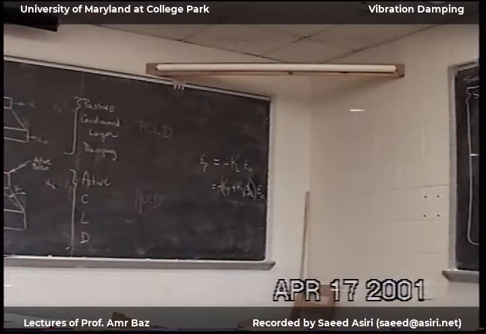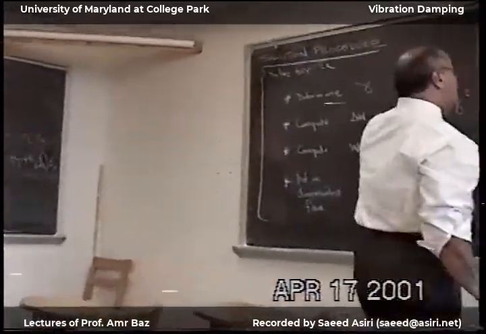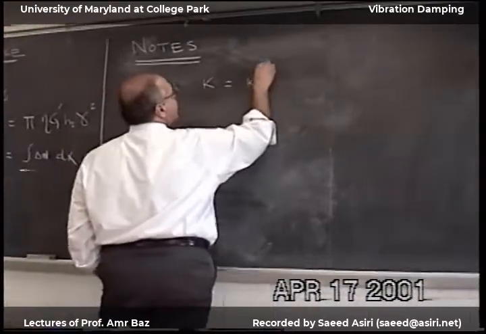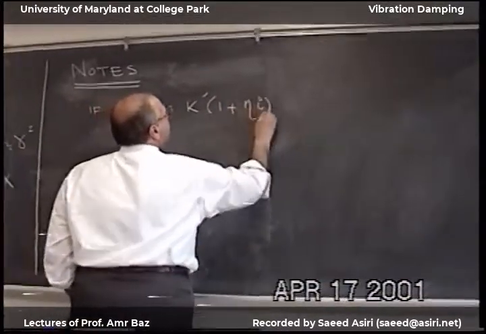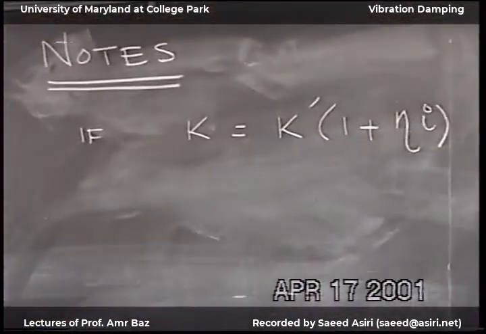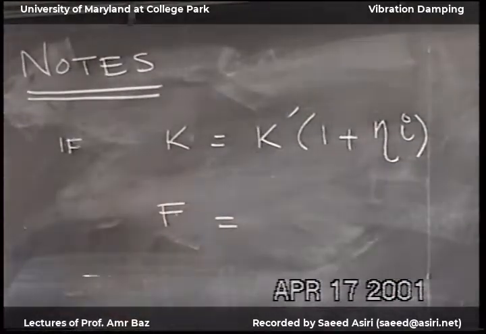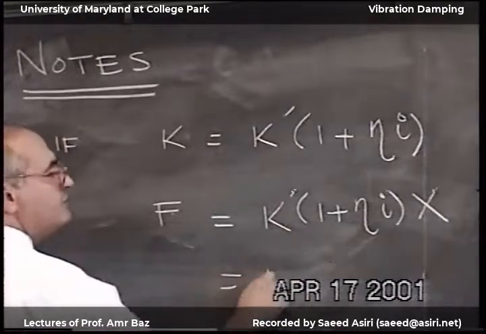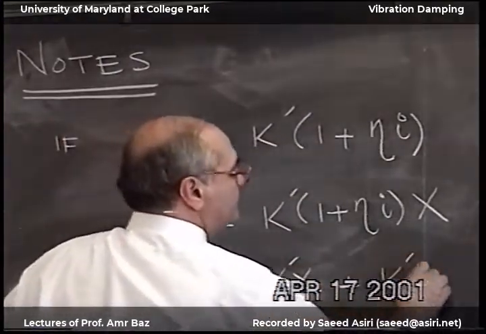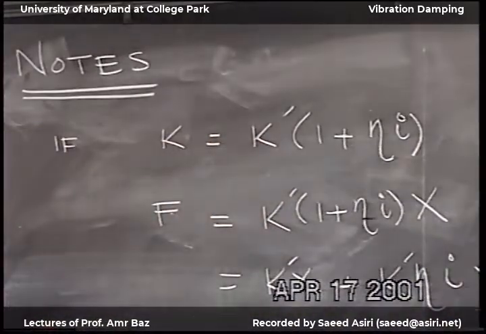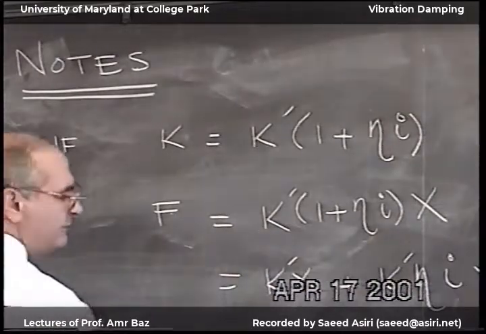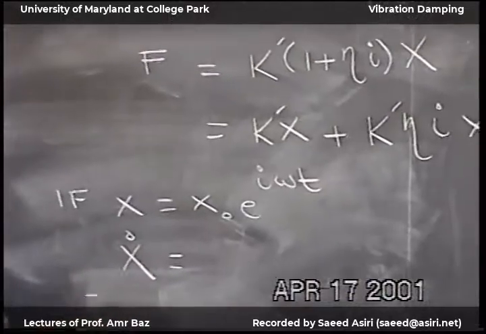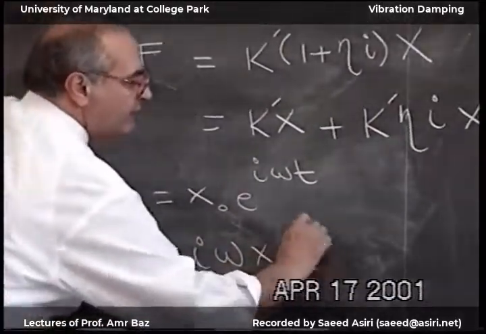Some notes. If I have k equal to k prime (1 plus eta i), then the force that I generate by this viscoelastic spring is equal to... and if x is equal to some x0 e to the i omega t, then x dot will equal i omega x0 e to the i omega t.